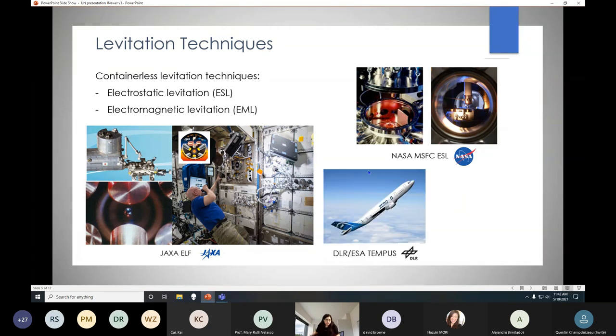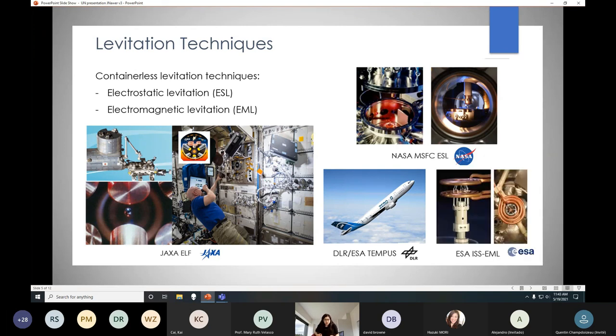The next facility is the DLR ESA Tempest. There's a Tempest electromagnetic levitator on board the Airbus 300, as Professor Browne mentioned in his talk. In this parabolic flight, we achieve 20 seconds worth of microgravity. When the flight is going up the parabola, we start heating the sample, and when the microgravity is achieved, we run the tests, and then as the flight is coming down the parabola, we finish testing the sample.